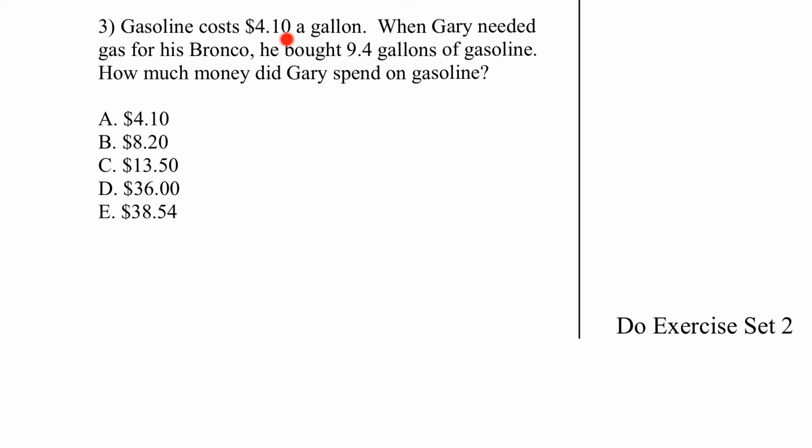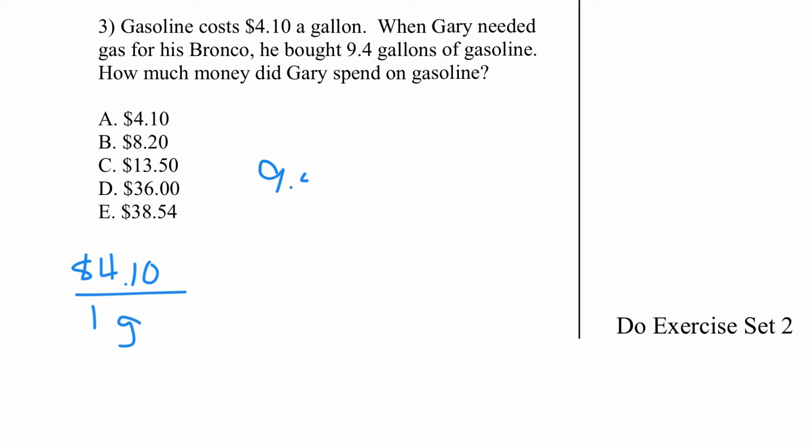Number 3, gasoline costs $4.10 per gallon. That, once again, is a rate. I'm just going to write that down. $4.10 per 1 gallon. And you can write that the opposite way, 1 gallon on top and the $4.10 on bottom. When Gary needed gas for his Bronco, which is a sweet truck, he bought 9.4 gallons of gas. How much money did he spend on gasoline?